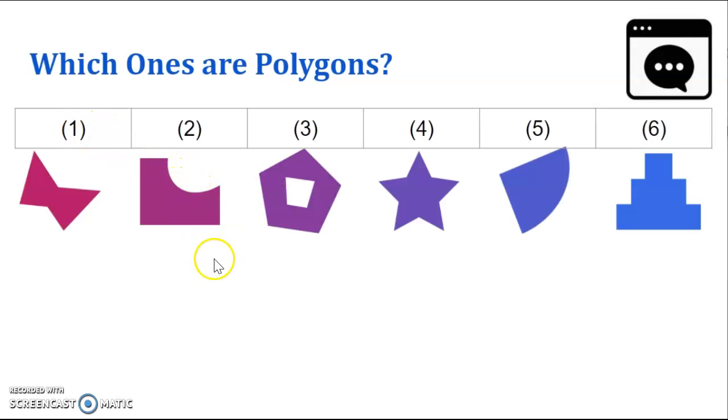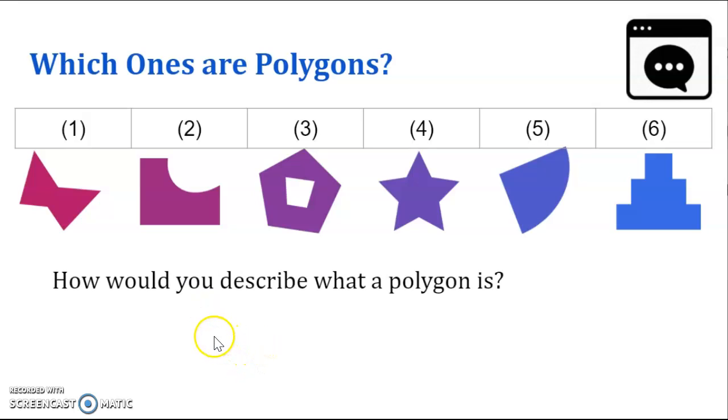Alright, let's start by thinking about what polygons are. Looking at figures 1, 2, 3, 4, 5, 6, what do you think? Which of these figures are polygons? You can tell me in private chat. To decide whether a shape is a polygon or not, how would you describe what a polygon is?